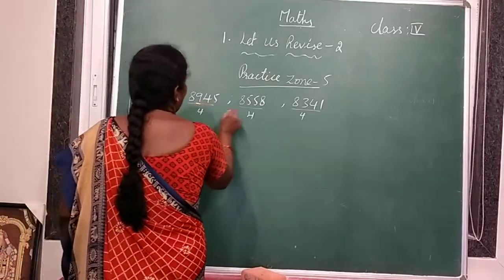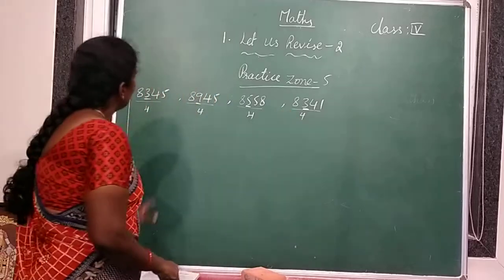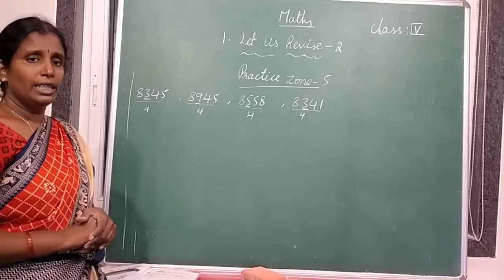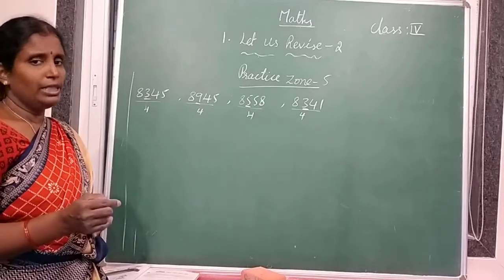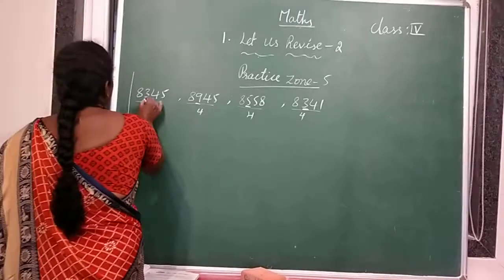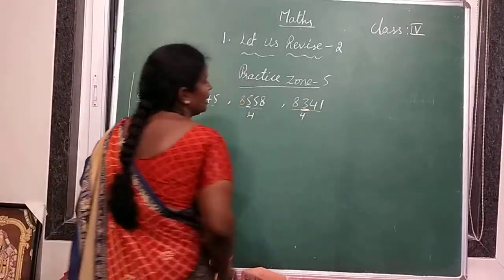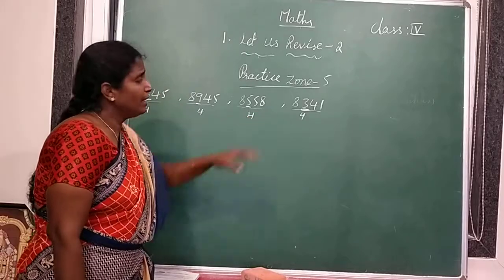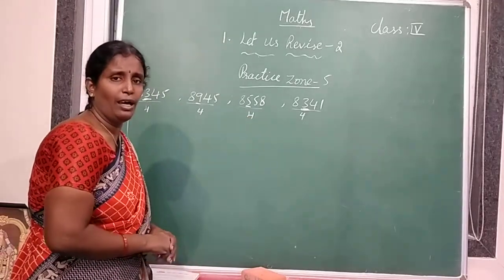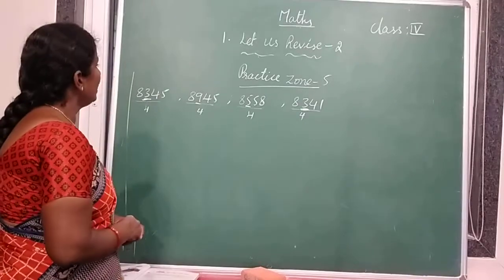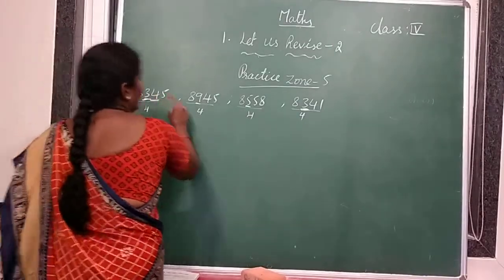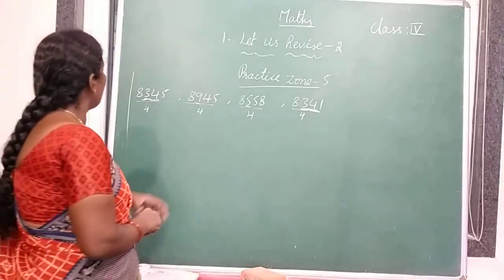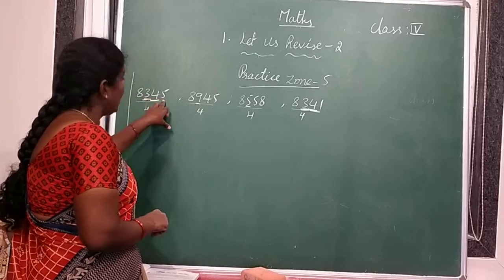3, 9, 5, 3. So in 3, 9, 5 and 3, which one is smaller? 3 or 5 or 9? 3 is smaller. But this is 3 and this is also 3. So both numbers have 3 in hundreds place. So we should compare the tens place. So what is in tens place? 4, 4. Again tens also same. So we should compare the ones place digit.